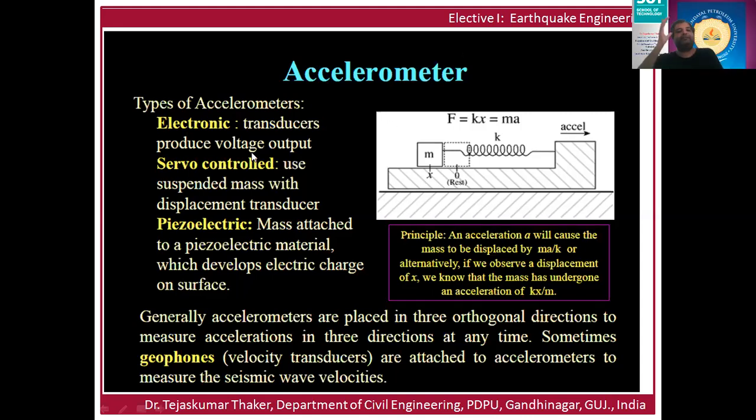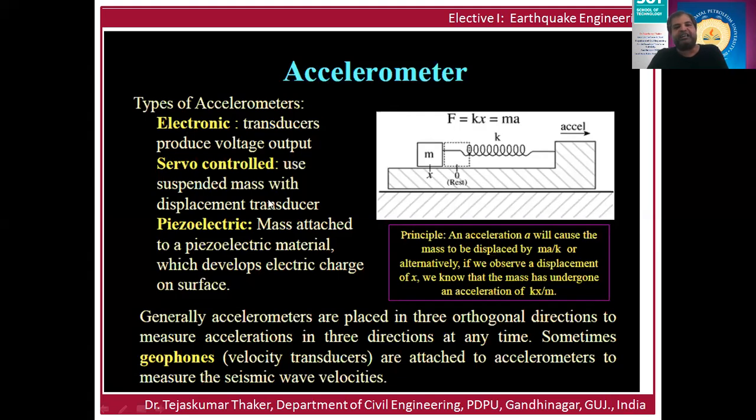Now you can see there are types of seismographs or accelerometers plotted. You can see here there are several electronic types of accelerometer. The transducer produces a voltage output. Previously the pen was writing this earthquake history. Nowadays it has been converted to electronic transducers. So basically it converts the motion to voltage, and that is also equipped with a servo control system.